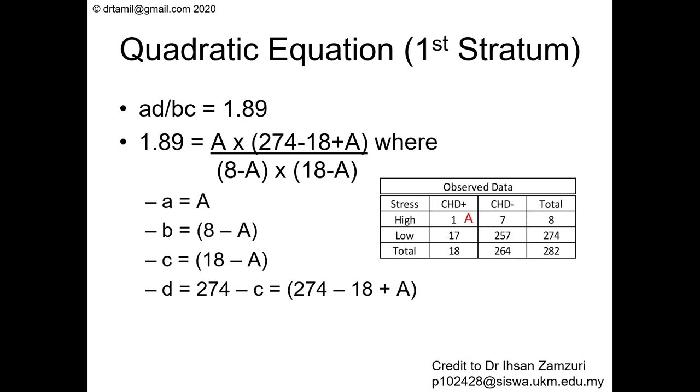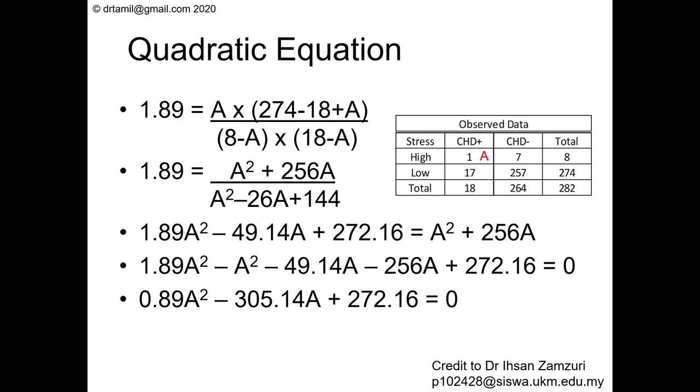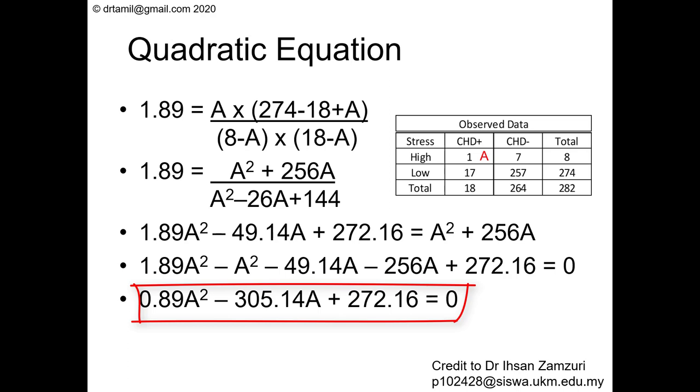We need to convert the table for each stratum so that the odds ratio becomes 1.89. Okay, so we need to adjust one value in one cell, the A cell, but all the other cells, B, C, and D, will also change based on the changes to cell A. Cell A, you can see there, I am coding as capital A. Cell B is 8 minus A, cell C is 18 minus A, cell D is 274 minus C. So, based on that equation, we summarize it to become 0.89A squared minus 305.14A plus 272.16 equivalent to 0.